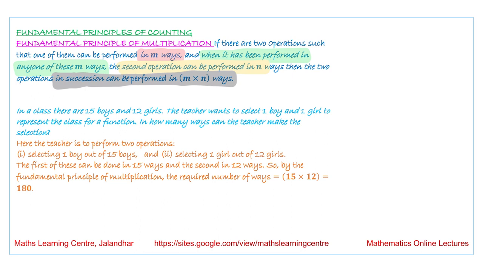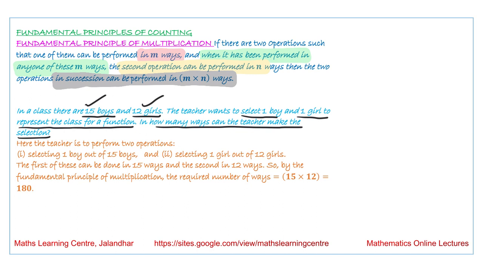Suppose in a class there are 15 boys and 12 girls. The teacher wants to select one boy and one girl to represent the class for a function. In how many ways can the teacher make the selection? There are two operations. The first is to select a boy, and the second is to select a girl.